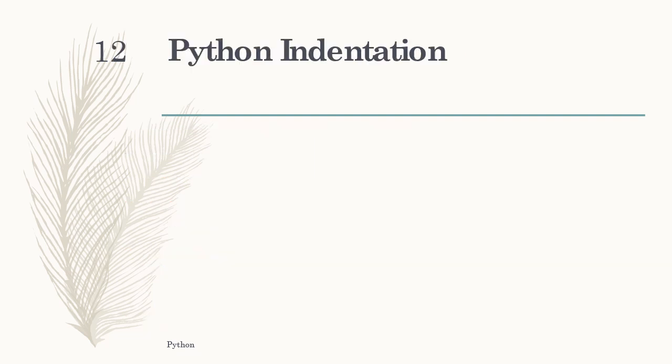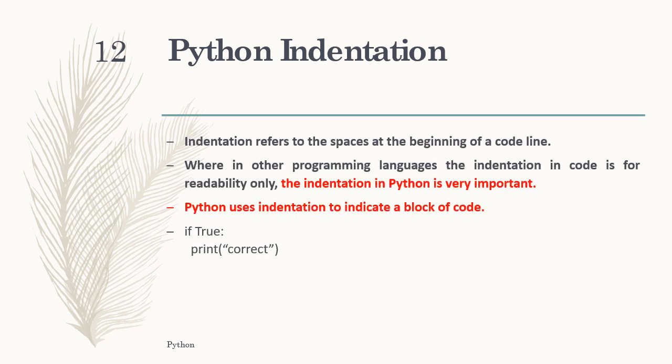Python indentation. Indentation refers to spacing at the beginning of a code line. So here, the if statement begins at a particular point of the line, but the next statement, print P, is a little bit indented. This is called indentation. In other programming languages, indentation is used just for readability. But in case of Python, indentation is very, very important.